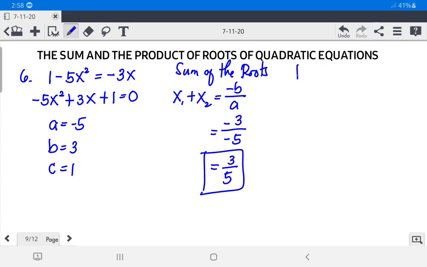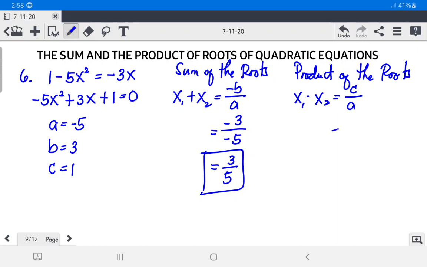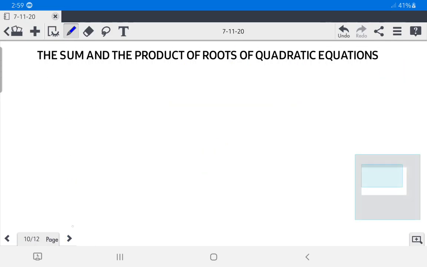For the product of the roots, we have x1 times x2 equals c over a. Then c is 1, a is negative 5. So, the product is negative 1/5. Okay? So, that's it for number 6. That's so easy.